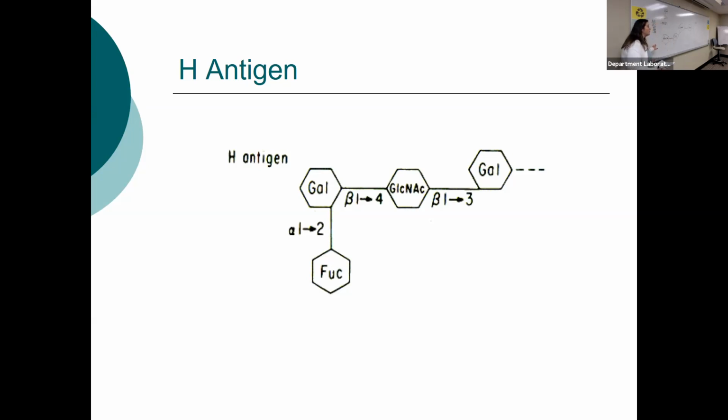All right, if you're group A, the A antigen is going to add on an additional sugar. And the location, I'm going to add it right here, actually. And it is going to be N-acetyl galactosamine. Galactosamine.